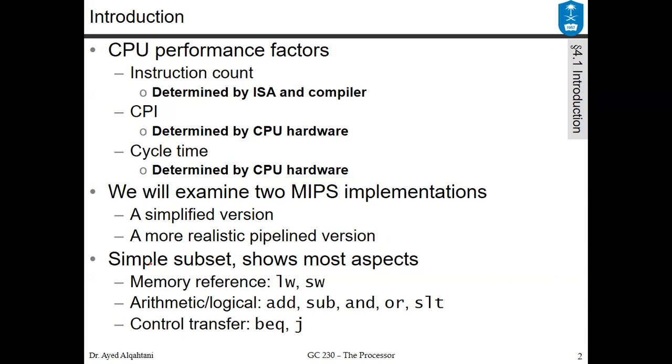We are adopting a simple subset of the MIPS ISA. We only focus on the following instructions: for memory reference, load word and store word; for the arithmetic and logical instructions, add, sub, and, or, and set less than; and for control transfer, branch equal and jump. So from all the MIPS instructions, these are the ones that will be implemented in the simplified version of our processor and also in the pipeline version.